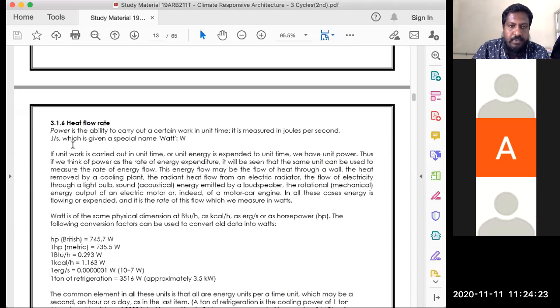Power, now we get into the heat flow rate. Power is the ability to carry out certain work in a unit time. It is measured in joules per second. Joules is another heat measuring value. If you convert 1 degree Celsius into joules, you will end up with approximately 1600, 800 joules, which is given with watts.